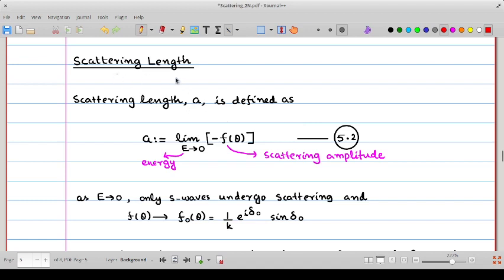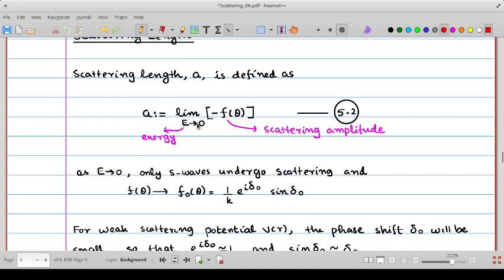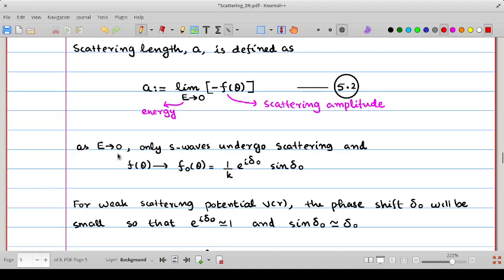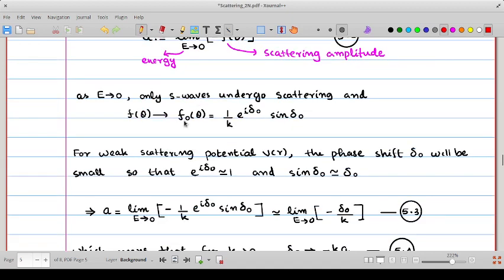Now we define the scattering length, denoted by the symbol A, and is defined as the E tends to 0 limit of minus the scattering amplitude F. Now as E tends to 0, only the S wave undergoes scattering, and therefore F of theta is simply the contribution from the S wave, which is F0 of theta, which is given by 1 by k times e to the power i delta 0 times sine of delta 0.